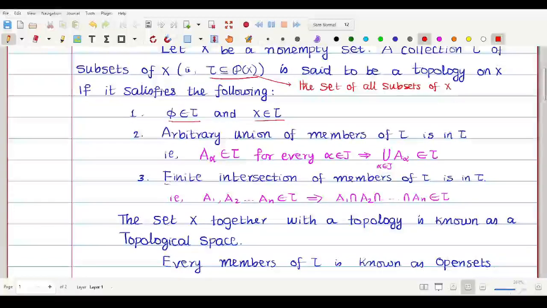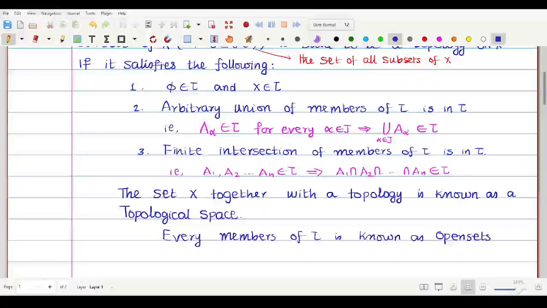The third condition is that a finite intersection of members of tau is in tau. That means take a finite number of elements from tau, and their intersection must also be in tau. If these three conditions are satisfied, then we say that tau is a topology. So a set X with a topology given on it is called a topological space, and we denote it by X comma tau.